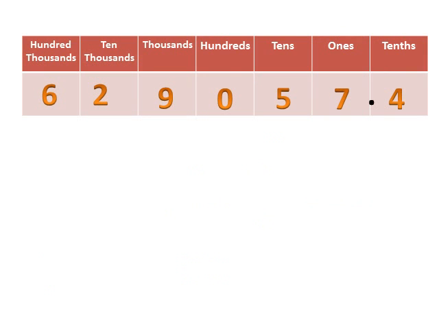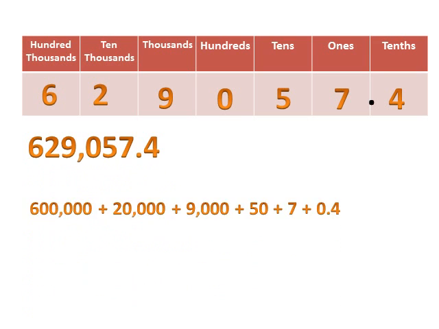Alright. So again, last week this was our example where we have a decimal number up to the tenths place. That's 629,057 and 4/10. Okay, and if we expand that, we have 600,000 plus 20,000 plus 9,000 plus 50 plus 7 plus 4/10.